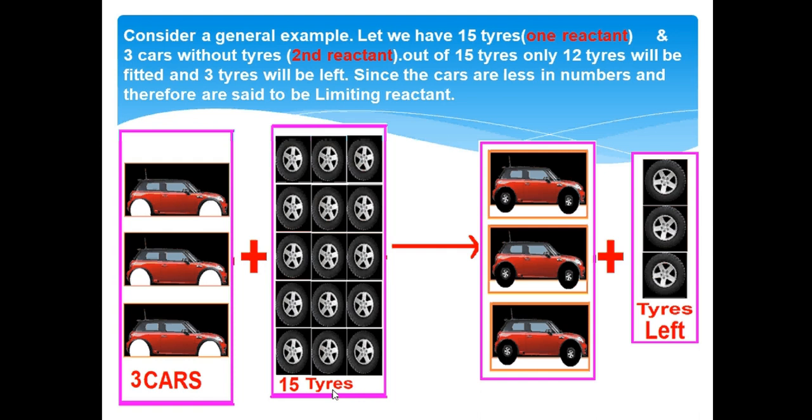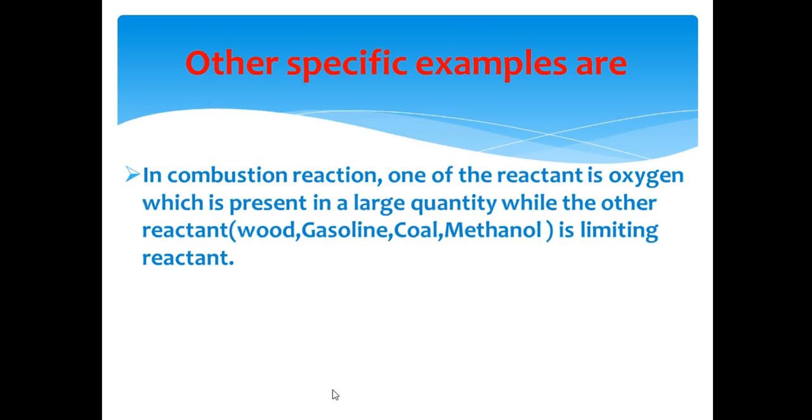Now dear students, we are discussing the exact examples regarding limiting reactant. Number 1, in combustion reactions, one of the reactants is oxygen, which is present in a large quantity, while the other reactant may be wood, coal, or gasoline, which will act as limiting reactant.